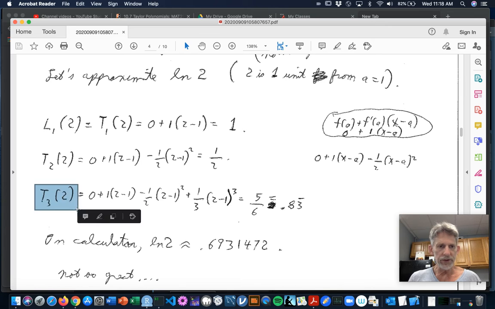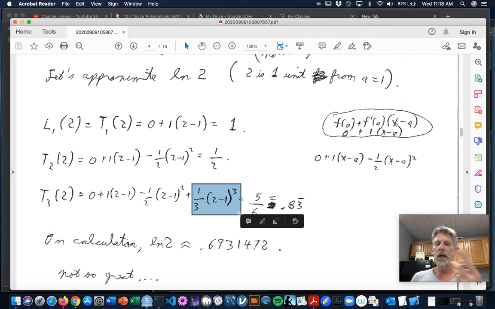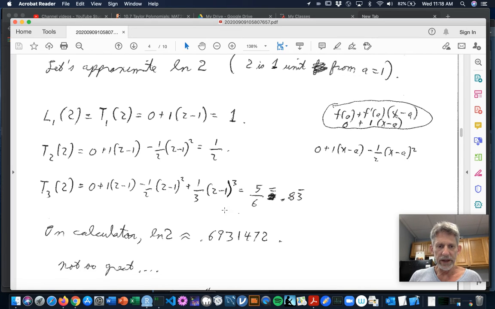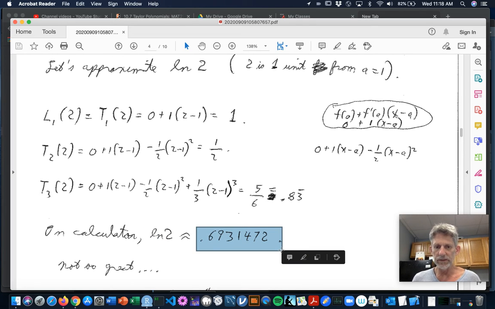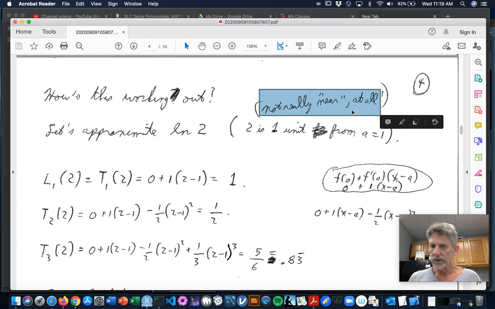And let's try the third-degree polynomial at 2. And so I've got my second-degree polynomial, which is a half, plus a third. 2 minus 1 cubed is a third. Half plus a third turns out to be 5/6, which is 0.833333 forever. Okay, and so let's see, how does that do as an approximation? Well, on my calculator, I looked for natural log of 2, and I got 0.693, which is not so terribly close to 0.833 repeating. Well, I wasn't really very near there.